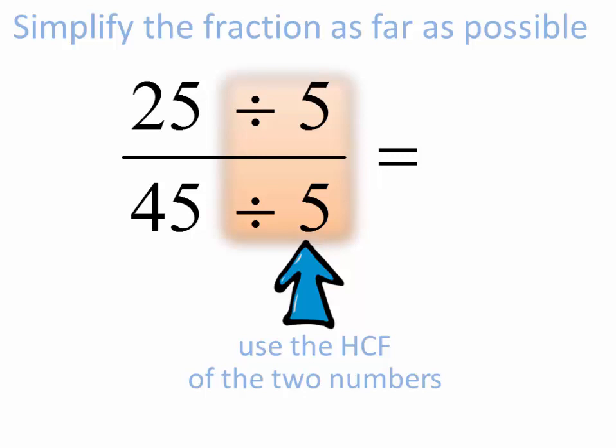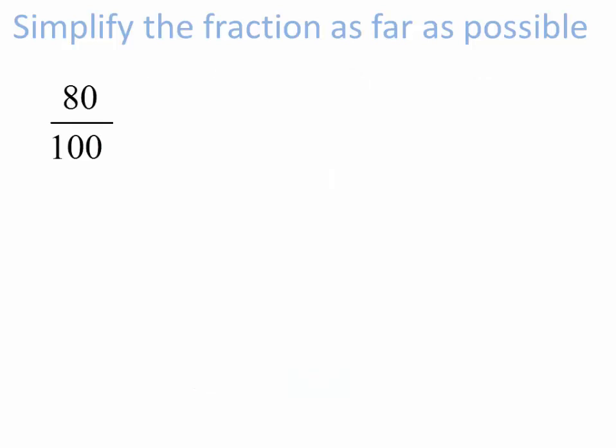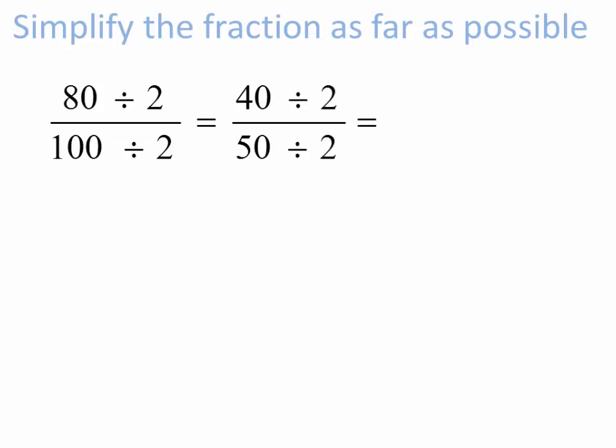Well, 25 over 5 is 5 and 45 over 5 is 9. So the answer is 5 over 9. Now what if you don't use your highest common factor? Well, that's obviously divisible by 2, so you're going to get 40 over 50. Again divisible by 2, so 20 over 25. And 5, so 4 over 5.